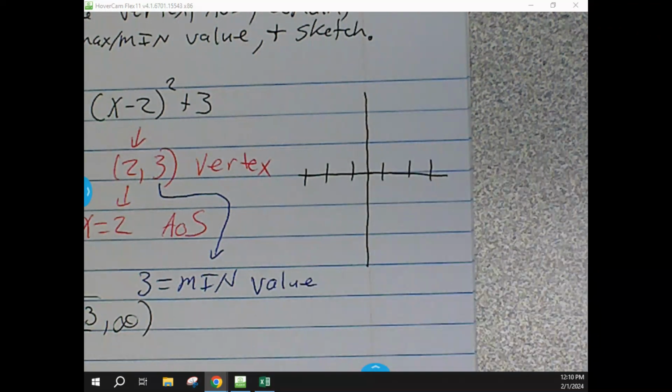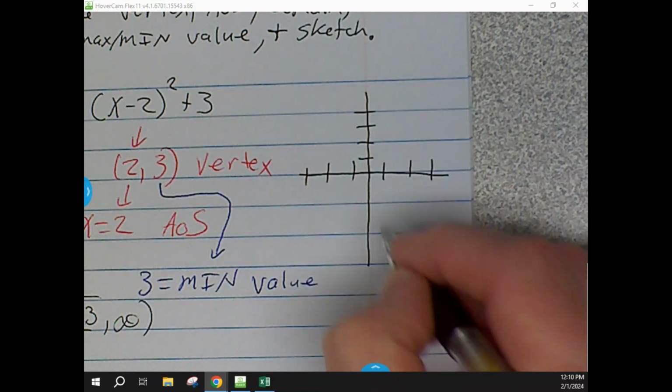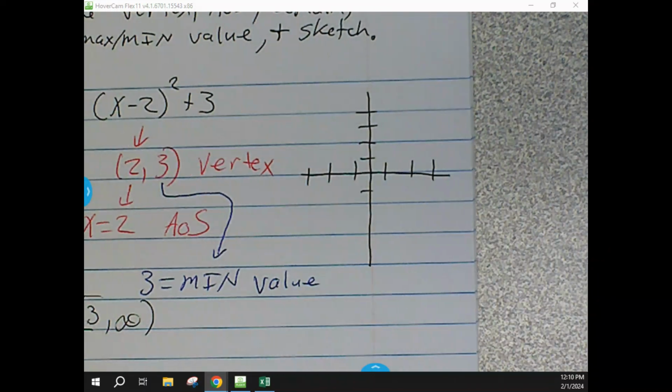Okay, if you go 3 wide, that should be plenty. If you go maybe 4 up, that should also be plenty. And you don't have to go any down because none of this was negative when we go through this part.